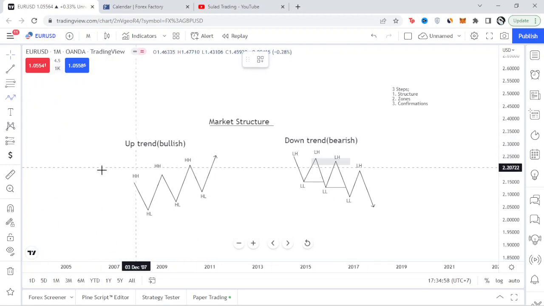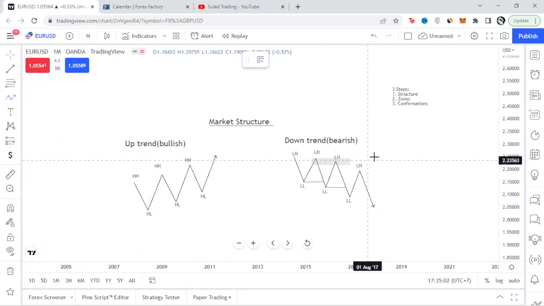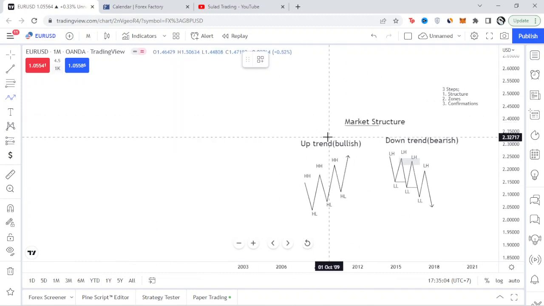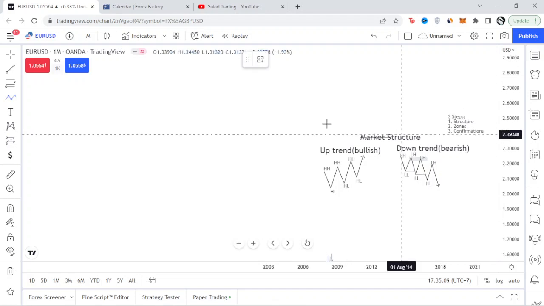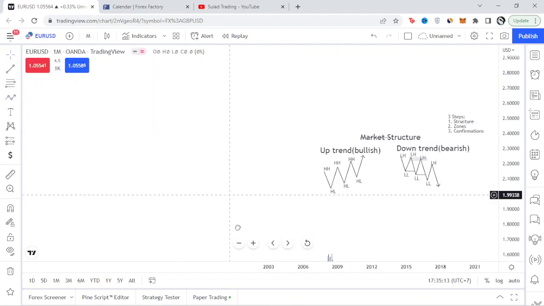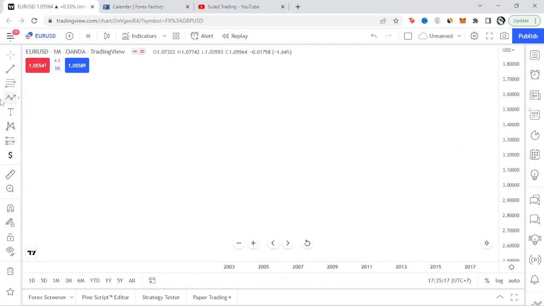So this is bullish versus bearish. Now, if we want to actually talk about structure, let me denote some brief points about structure, with examples and all.